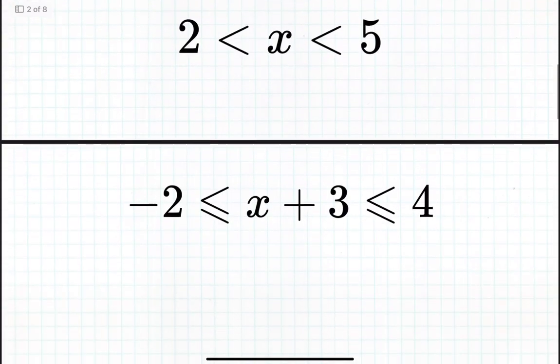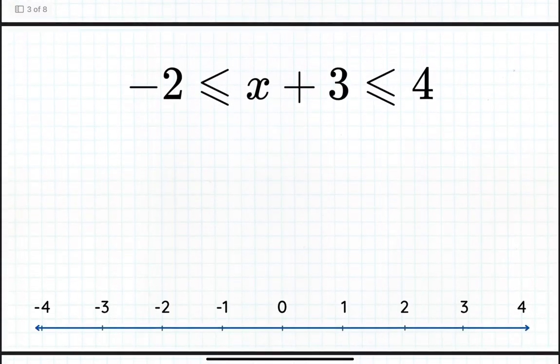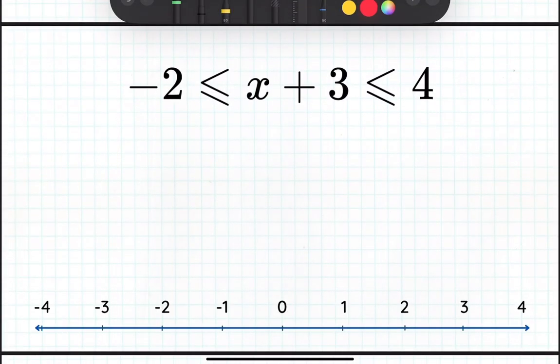So let's work on some examples in order to help our understanding a bit. So here we have -2 is less than or equal to x plus 3, which is less than or equal to 4. Remember that in order to graph an inequality, x has to be completely alone. So we need to isolate x before we continue.